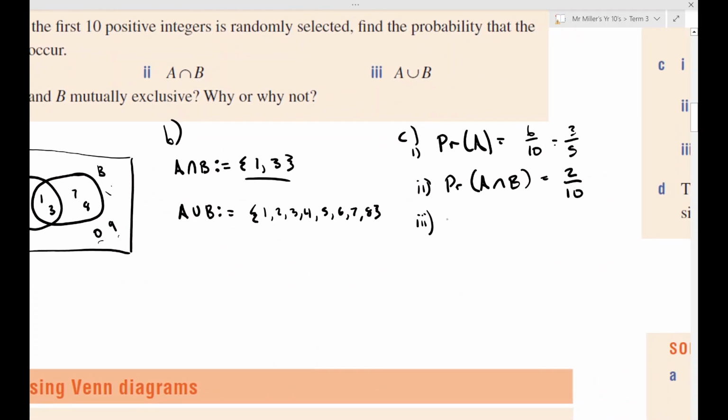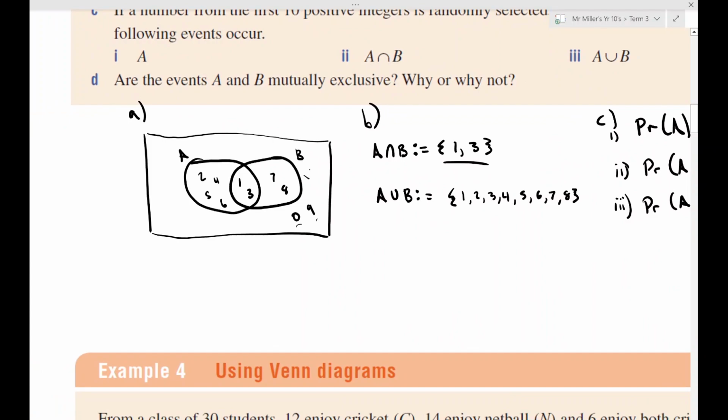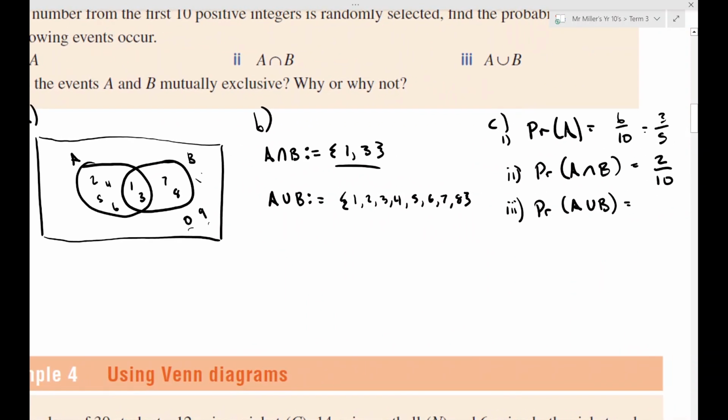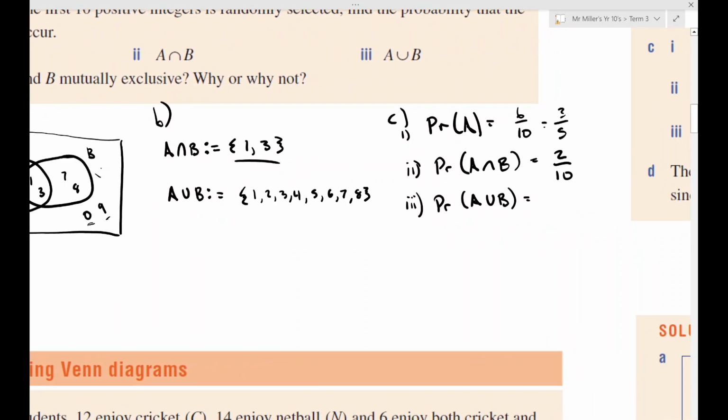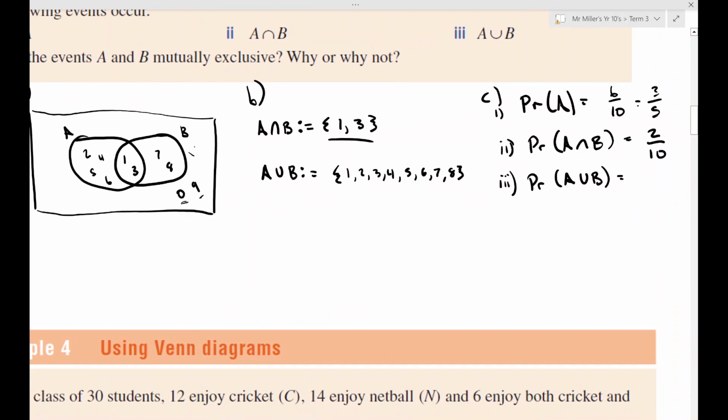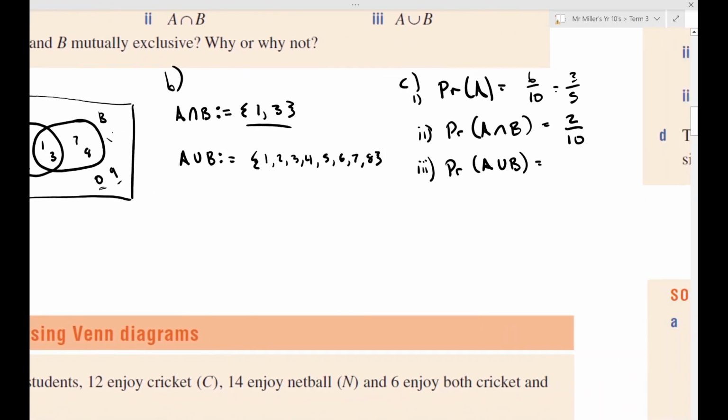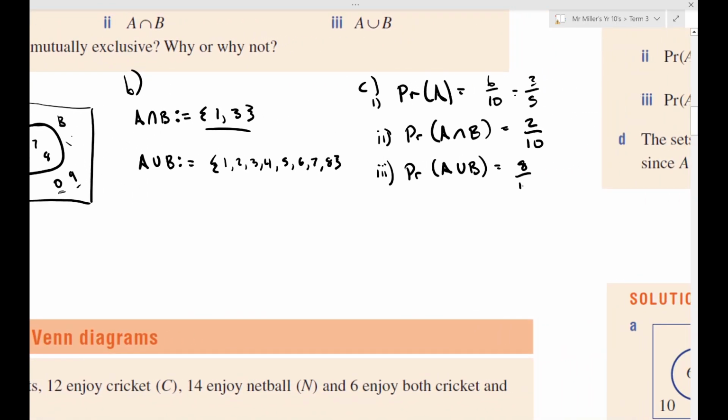Probability of A union B. What's the probability of A union B? Well, we can see that A union B, remember, that's A or B. So what is A or B? Well, everything within these two sets is going to be either A or B. So only what is outside these sets is what we can consider to not be A union B. So the probability of getting something within those two sets is going to be 8 out of 10. Remember, we can simplify these, but we'll give both answers just to be safe.